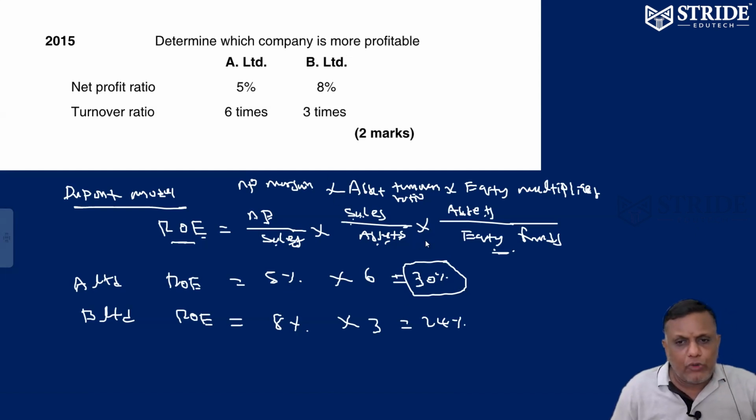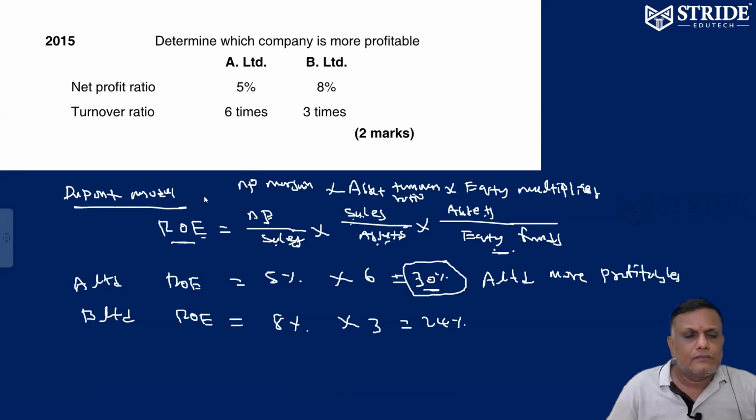Therefore, which company is more profitable? A Limited is more profitable because their ROE is 30%. How much return are they giving to equity holders? Out of 100 rupees the equity holders invested, they get 30% return. So A Limited is the more profitable one. That's the answer.